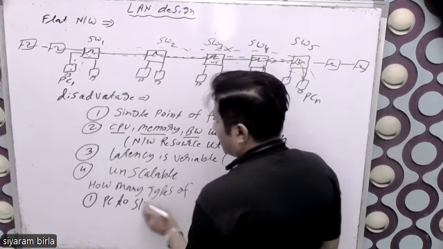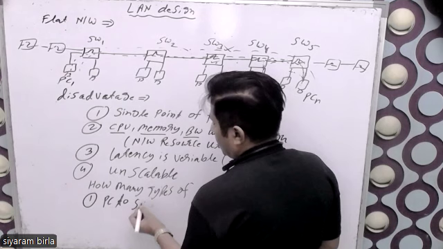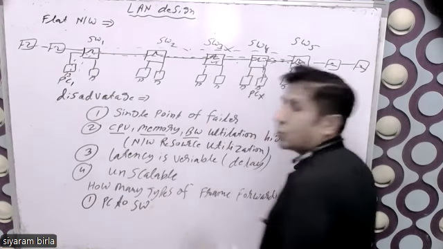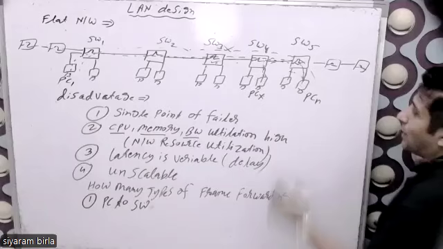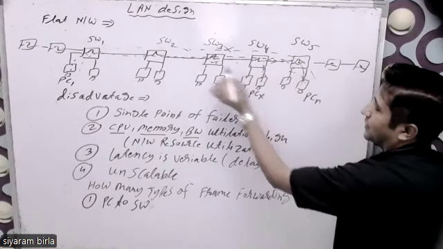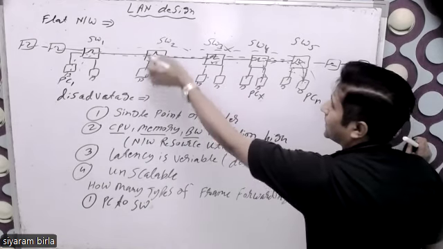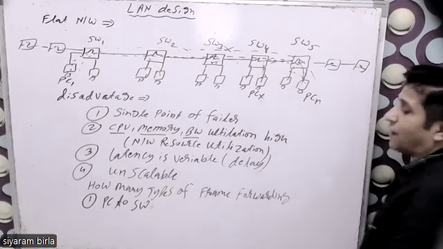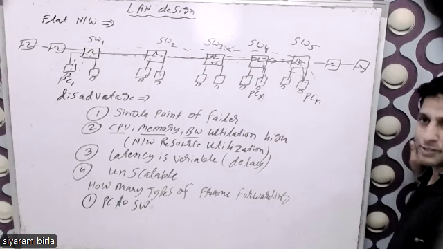I will use a short form for the switch. So that is the switch. PC to switch means my traffic goes from PC to switch, switch to PC. So the first traffic flow is PC to switch.